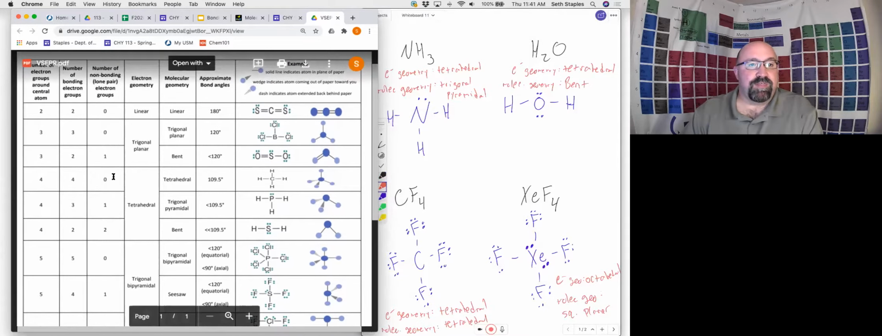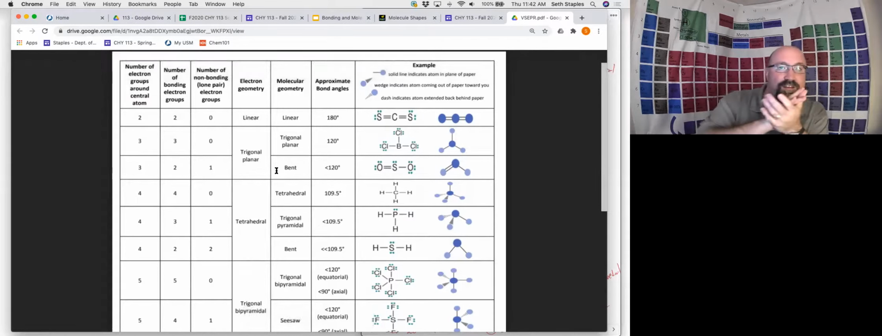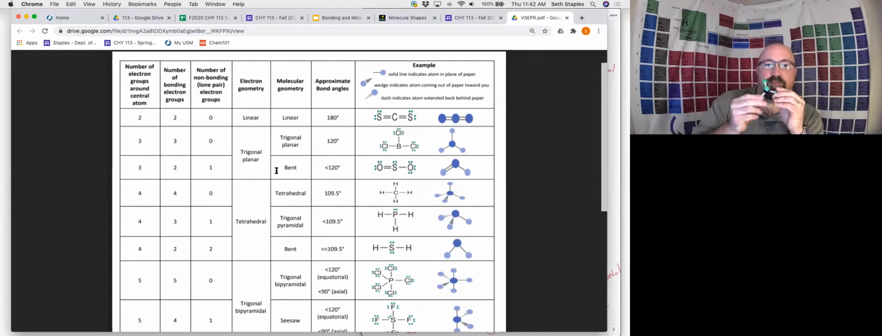Let's look especially here at our tetrahedral electron domain. It turns out that lone pairs, non-bonding pairs, actually take up a little bit more space than bonding pairs. Let me just say that again. Lone pairs or non-bonding pairs take up more space than bonding pairs. If you remember, and we can see on the chart, our typical tetrahedral bond angle is going to be 109.5 degrees.